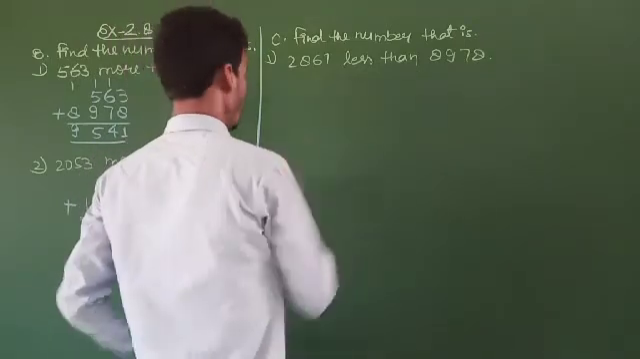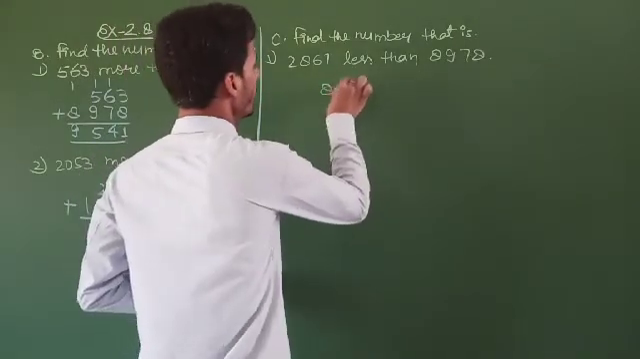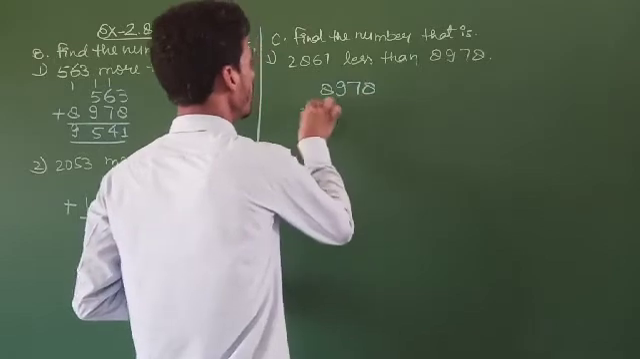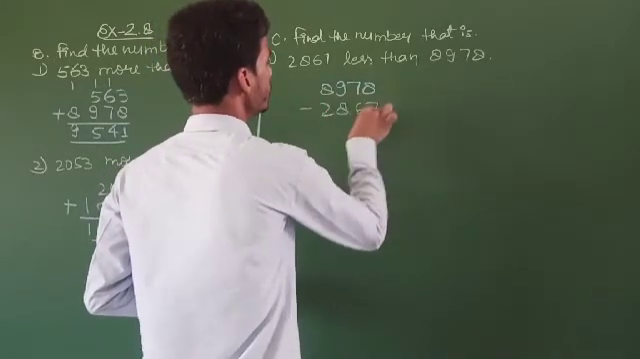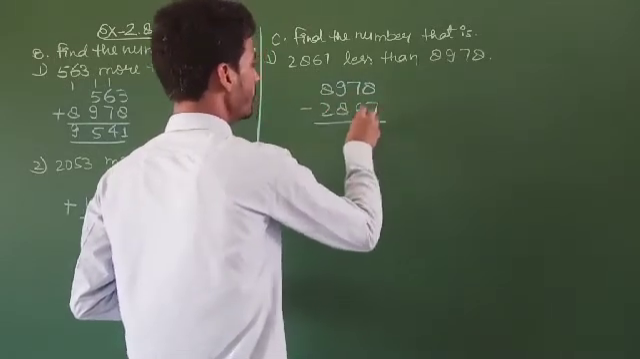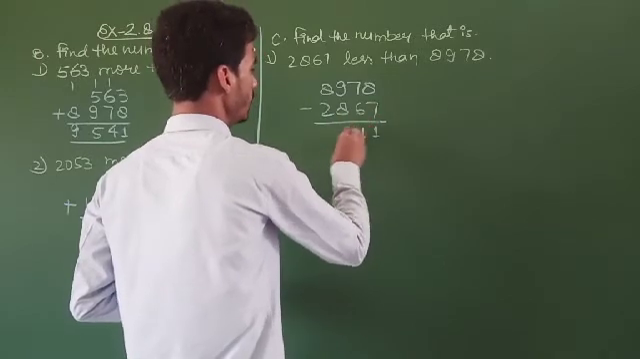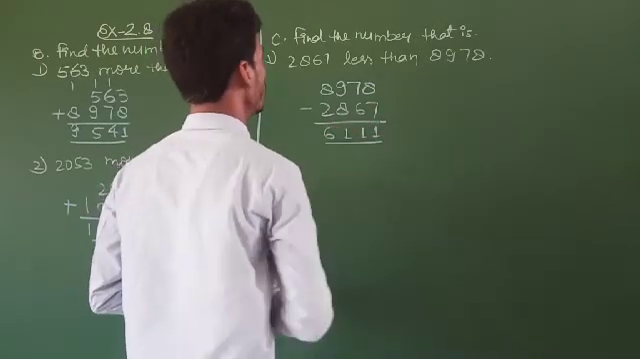So 8978 minus 2867. 8 minus 7 is 1, 7 minus 6 is 1, 9 minus 8 is 1, 8 minus 2 is 6. That is 6111.